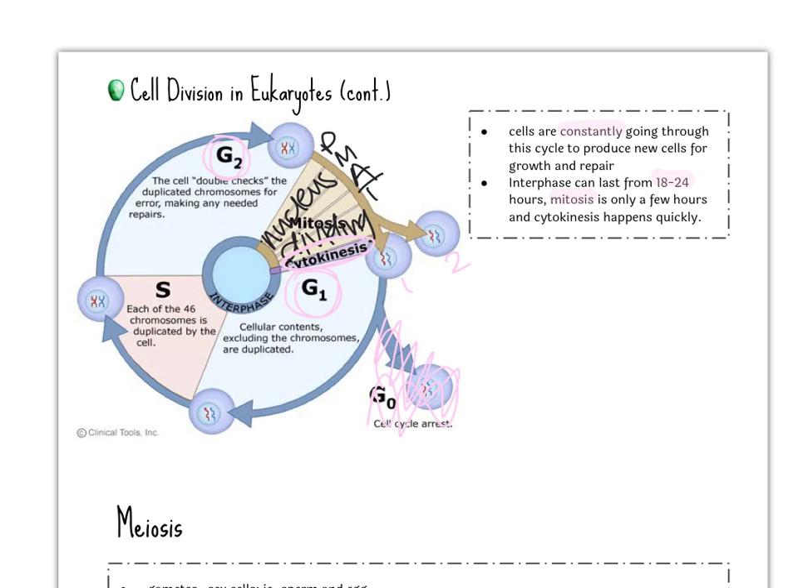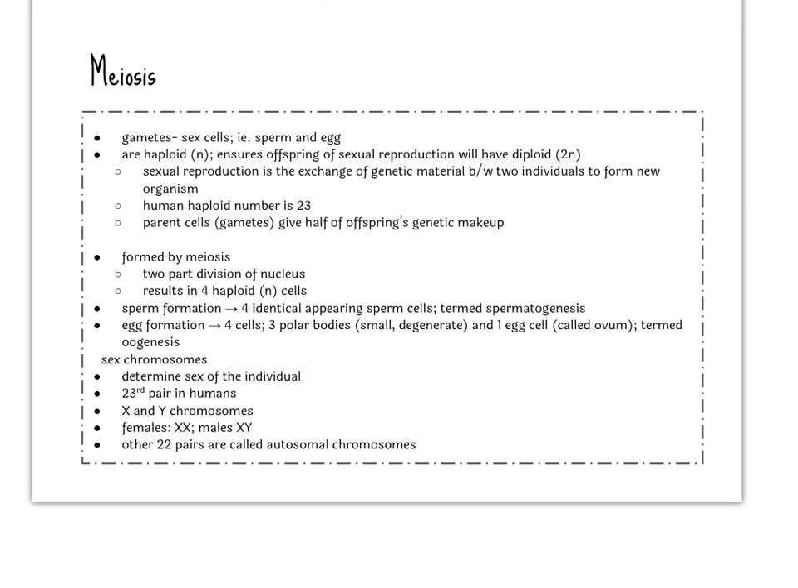Okay, so that covers mitosis. But there's also another type of cell division that we'll talk about that happens in eukaryotes, in a different type of cell in eukaryotes. And this process is called meiosis. And meiosis happens in the gametes, or the sex cells. So in most mammals, that's the sperm and the egg. Those are our gametes.